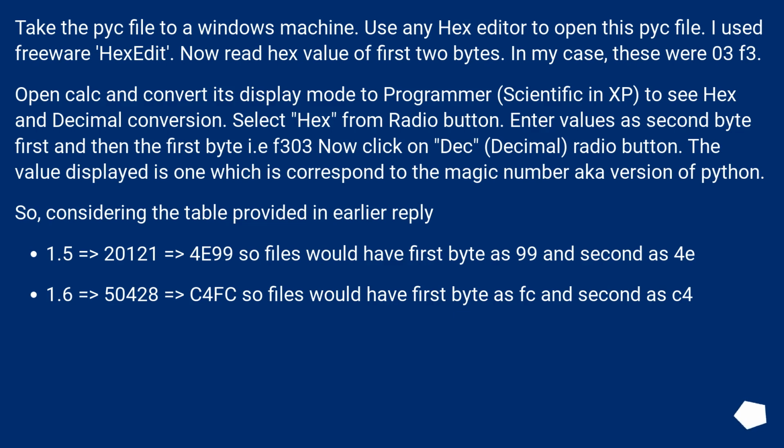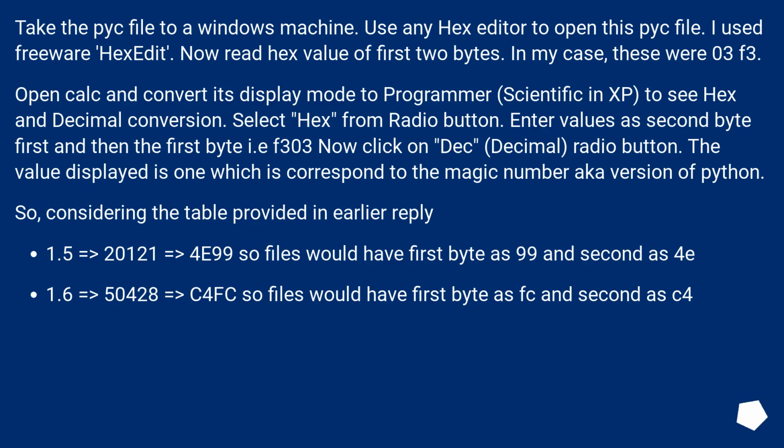Open Calc and convert its display mode to Programmer, or Scientific in XP, to see hex and decimal conversion. Select hex from the radio button. Enter the values as the second byte first and then the first byte. Now click on the DEC, decimal, radio button. The value displayed corresponds to the magic number, aka the version of Python.